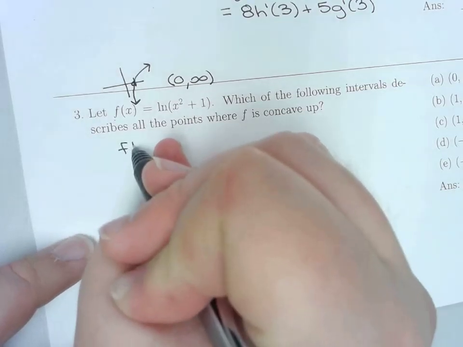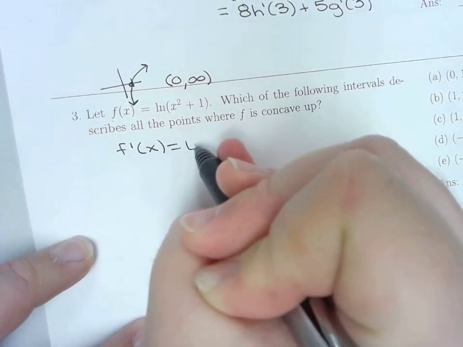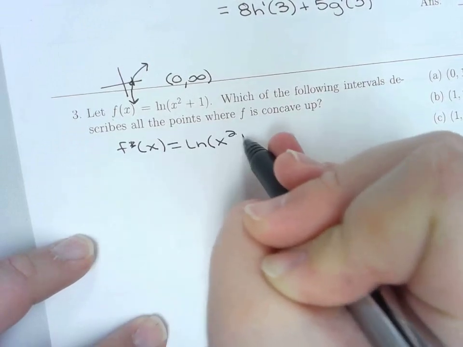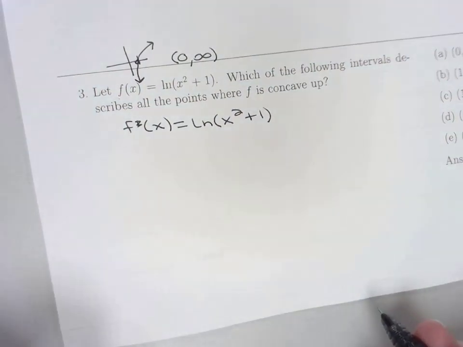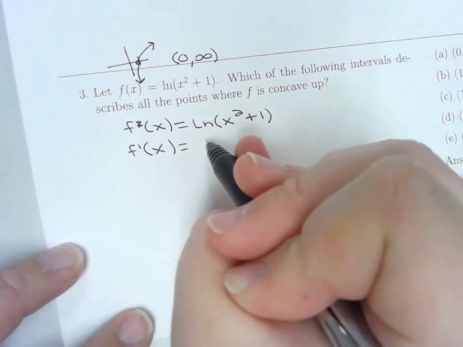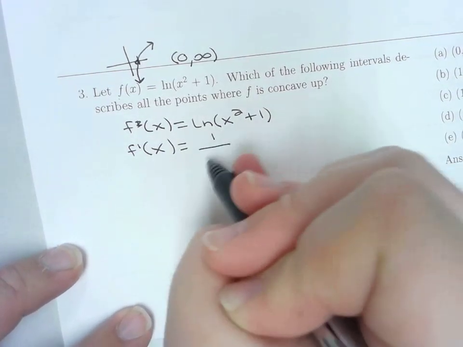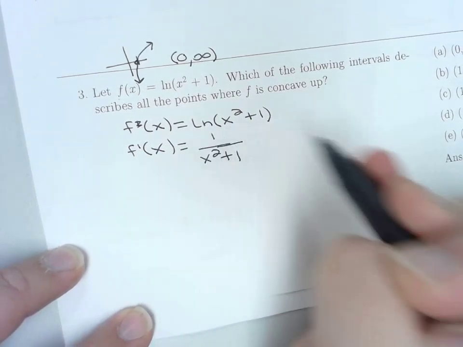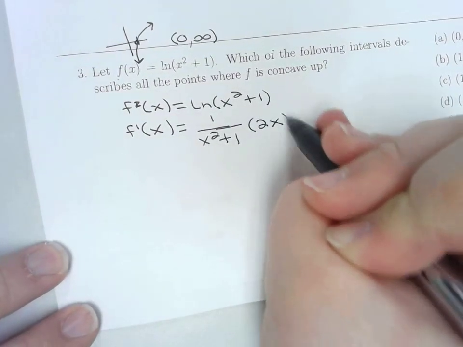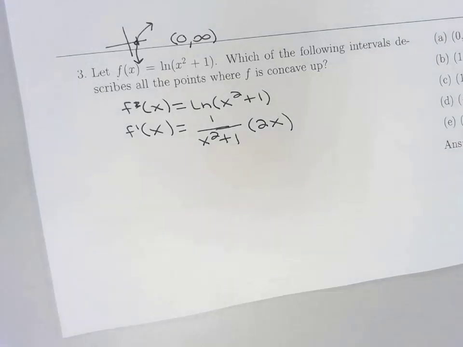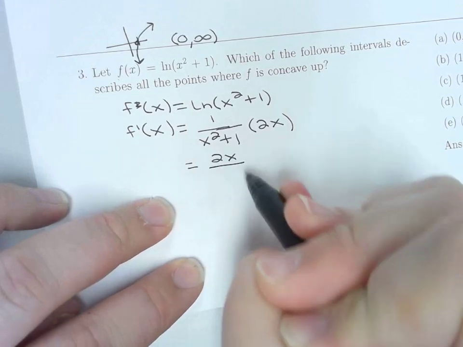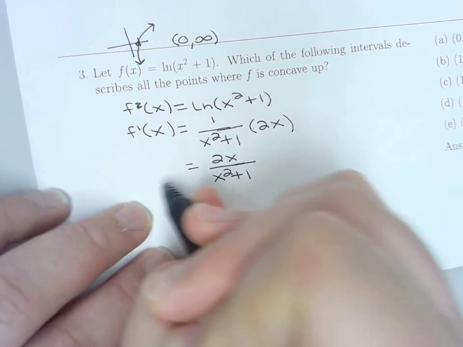Let's go ahead and take the second derivative, find some inflection points, if any. Well, this is not f prime yet, just f. So f of x is ln of x squared plus 1. The derivative of this will be 1 over x squared plus 1, chain rule, single chain rule, times the derivative of the inside, 2x. So the derivative of ln is 1 over the inside part, and then times the derivative of the inside part. So that is 2x over x squared plus 1. That's the first derivative.